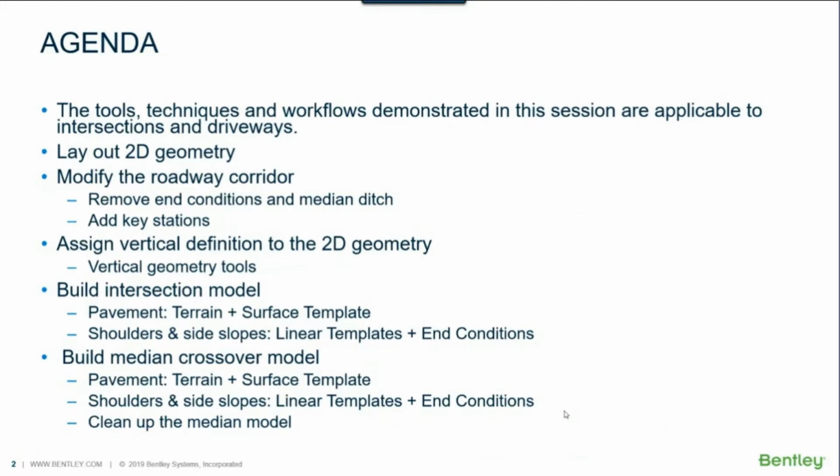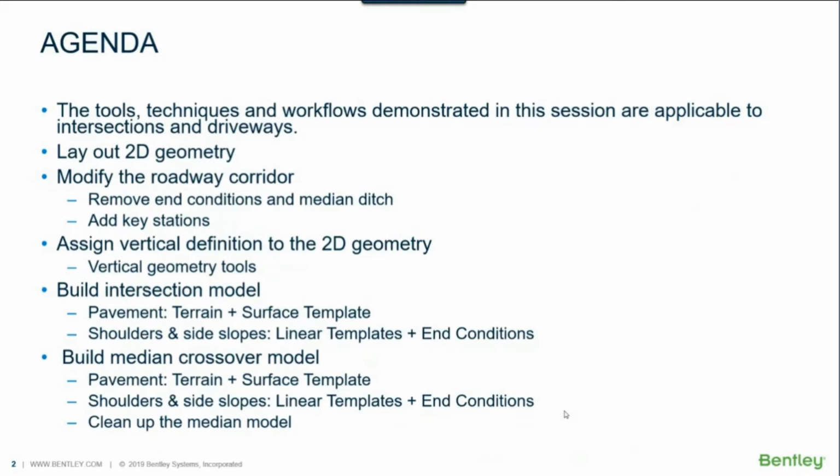So the basic agenda, and I like to break this down into generalized pieces. We're going to create the 2D geometry for our intersection. Once we have that established, we're going to modify the roadway corridor. We'll remove the end conditions in the area of the intersection, along with modifying how the corridor is going to interact with the intersection at the radiuses. And then after the 2D is created, we're going to assign vertical definition to that 2D geometry. I'll explain more what I mean by that.